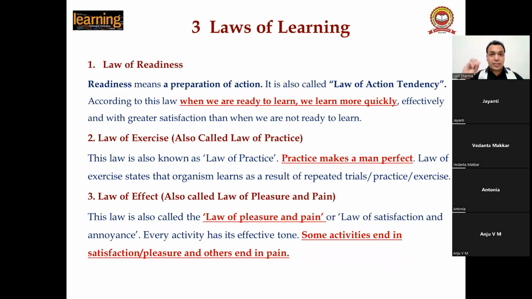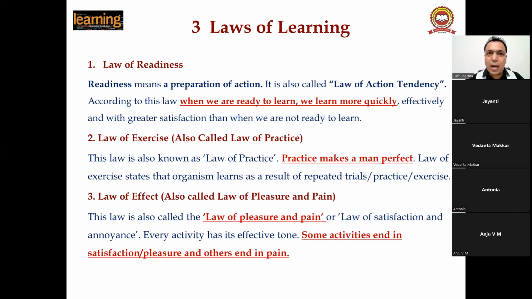And three laws. This is the most important: law of readiness, law of exercise, law of effect. We have come to these three laws from this theory, and we have to apply them in our teaching to make our teaching effective. Got it, guys? Number first, the law of readiness. We have come to know the law of readiness from this theory. Readiness means a preparation for action.